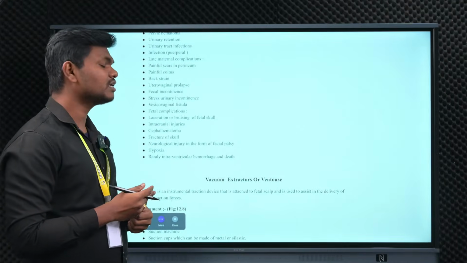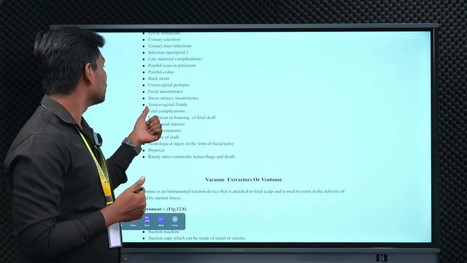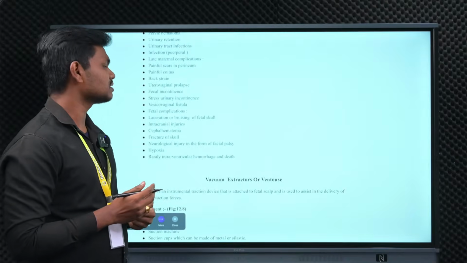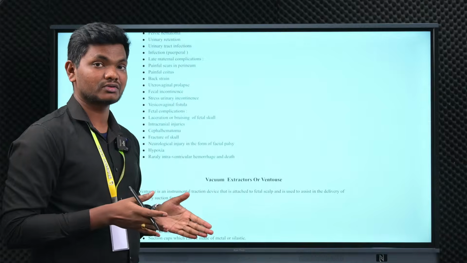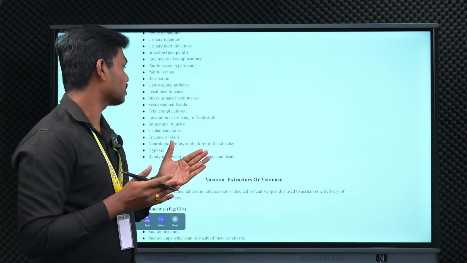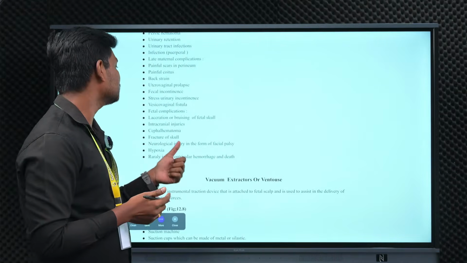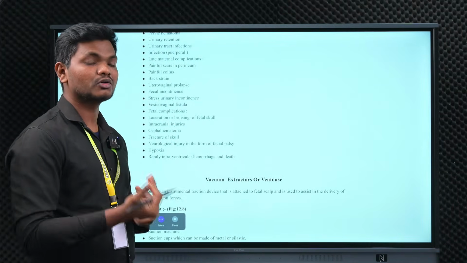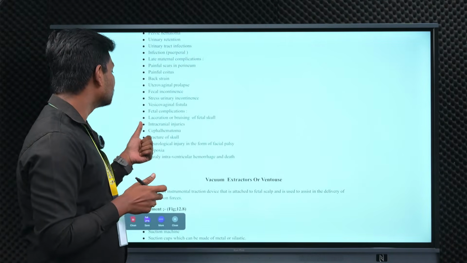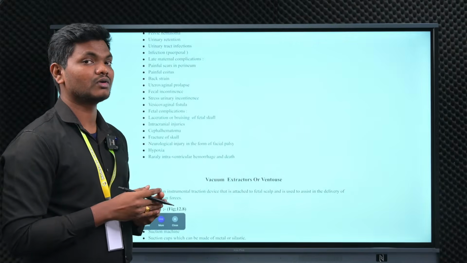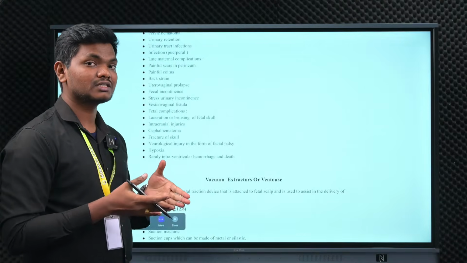And what are the fetal complications? The fetal complications include lacerations and bruising of the fetal skull. There is a chance of injury to the fetal scalp. Intracranial injuries may also occur, and cephalohematoma. Hematoma may form due to pressure on the head, and fracture of the skull may occur when not practiced properly. An experienced obstetrician is also very important.